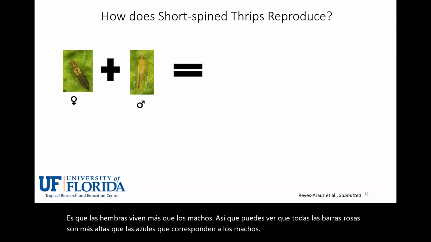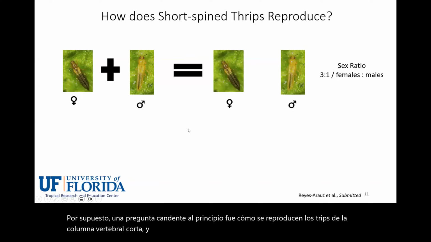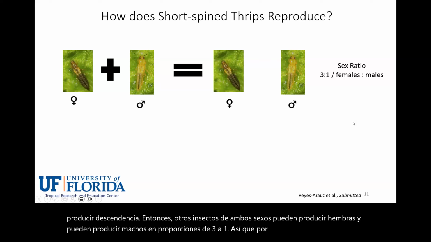Of course, a burning question in the beginning was how does short spine thrips reproduce? And we saw that when the females mate with the males, then they can produce offspring of both genders. They can produce females and they can produce males in a 3-to-1 ratio. So for every 3 females, we had a production of 1 male.